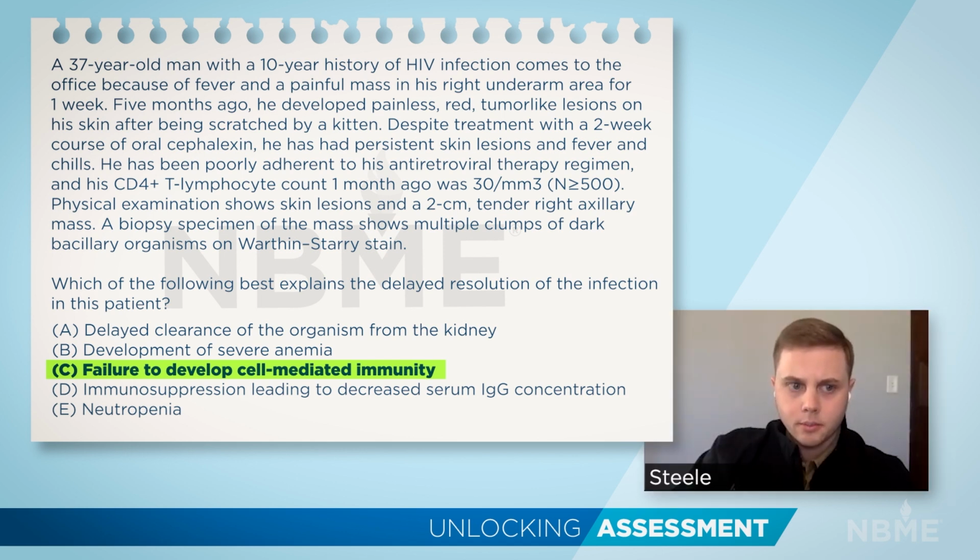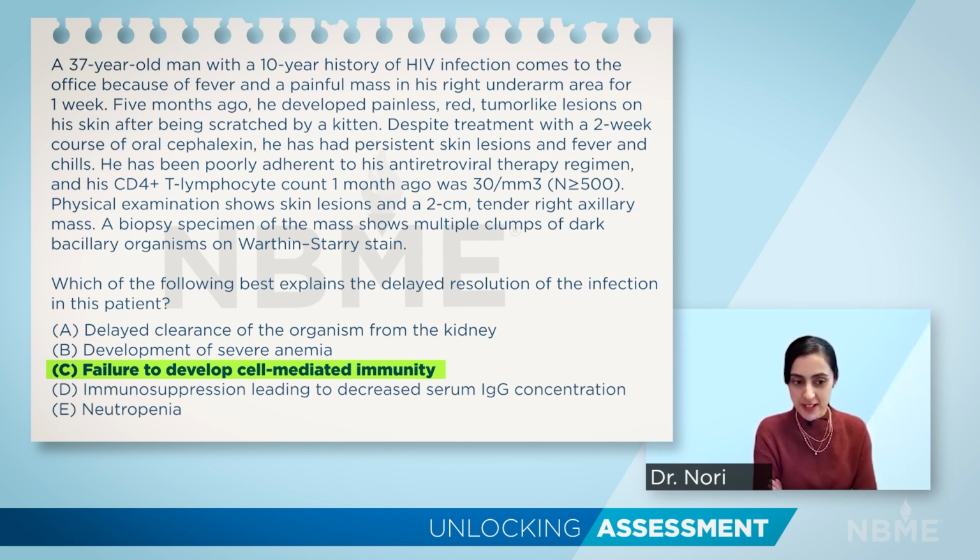I think for D, when you see in the stem a patient with HIV, I immediately think about immunosuppression. So that could just be a keyword that, especially if you're crunched for time or something, you see immunosuppression, and then you see leading to decreased serum IgG concentration. And you can think about some of the other problems that could be in the differential that would actually have a decreased serum IgG concentration. So for me, someone might put immunosuppression based on HIV infection and a CD4 count that's 30.